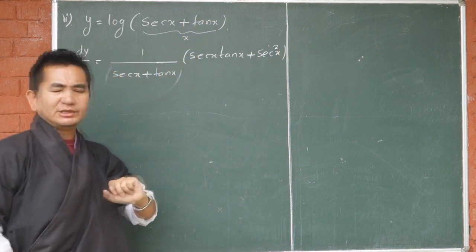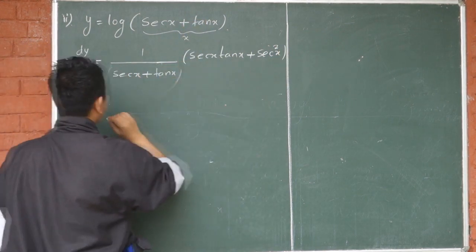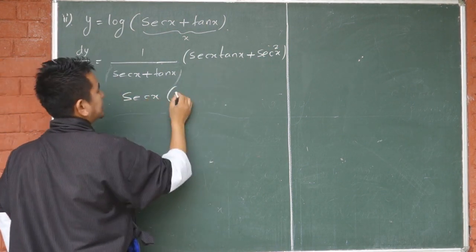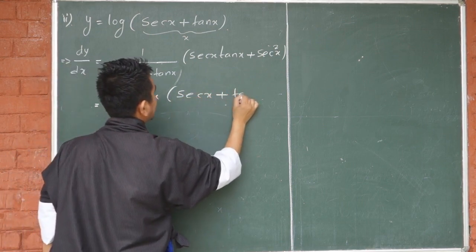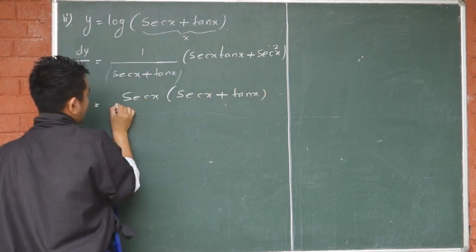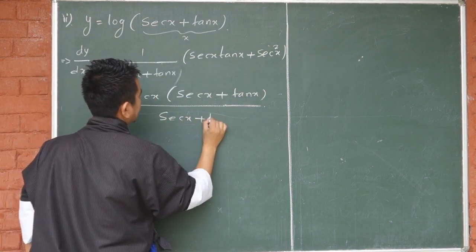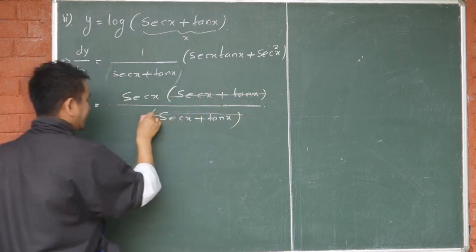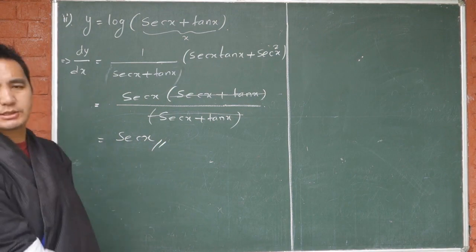Differentiation of tan x is sec square x. Which is equivalent to, from here you take common outside, that is sec x. Out of the two terms I have taken one outside, so this becomes sec x times (sec x plus tan x) divided by (sec x plus tan x). So definitely these two will get cancelled. Final answer is nothing but sec x.